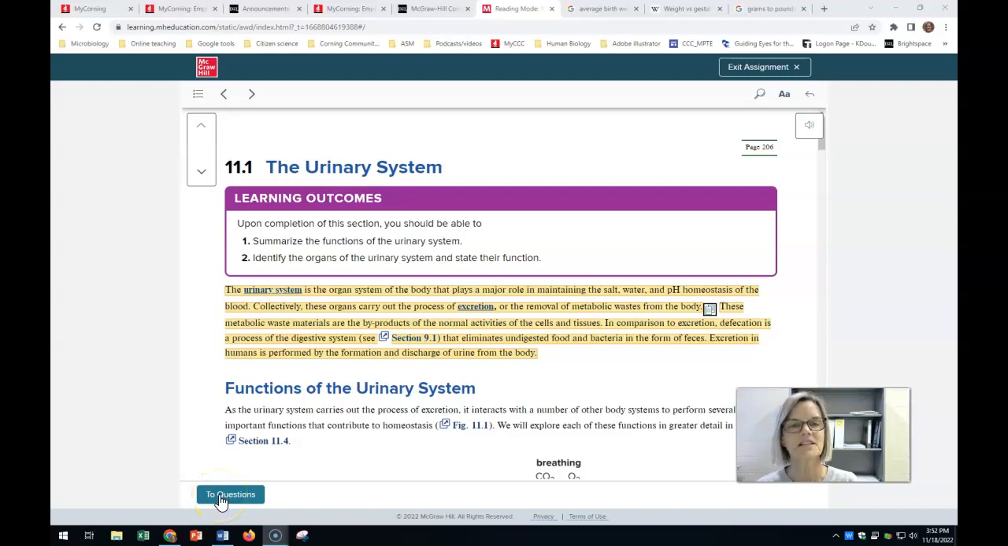Hi everyone. In this lecture, I'm going to be talking about Chapter 11 and the urinary system. I just want to give you a heads up that this is not by any means a thorough review of the urinary system. My main objective here is to just give you a really short description of the anatomy and function of the organs of the urinary system.